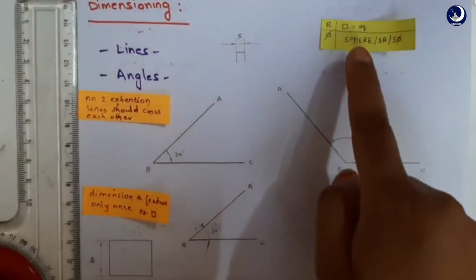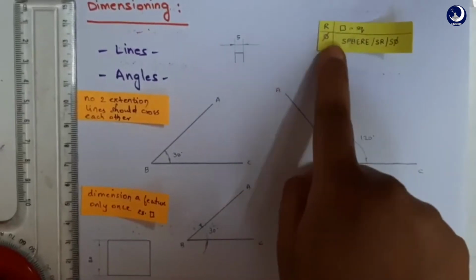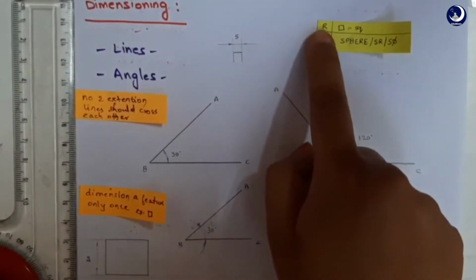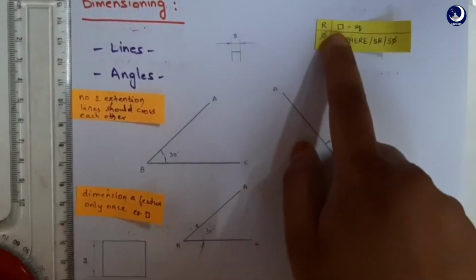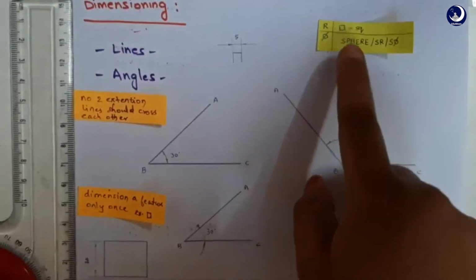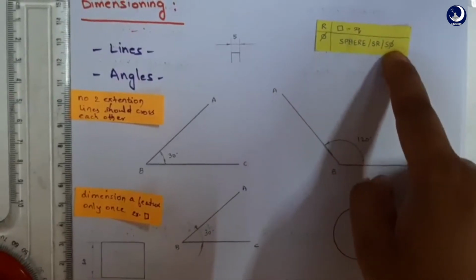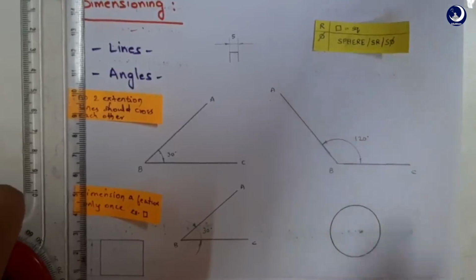Let us take a look at some conventions. This is for dimensioning circles and spheres. R represents radius, phi represents diameter, the symbol square or SQ represents square, sphere or SR or S phi represent sphere.